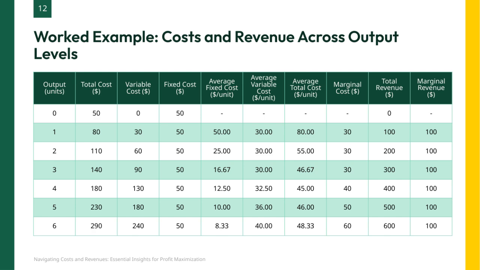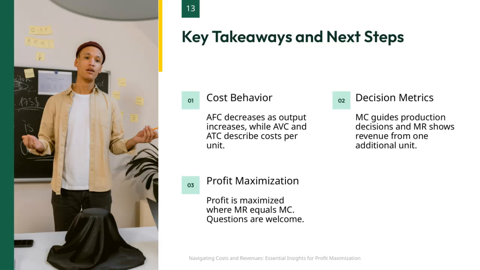Lastly, total revenue and marginal revenue maintain a consistent pattern. Total revenue increases by $100 per unit sold, and marginal revenue remains constant at $100. This signals that each additional unit sold adds the same amount to total revenue. Altogether, this table illustrates how costs and revenues interact as production scales, highlighting important concepts like economies of scale and marginal cost behavior. Here are some key takeaways to keep in mind.